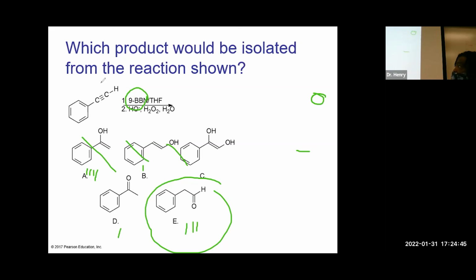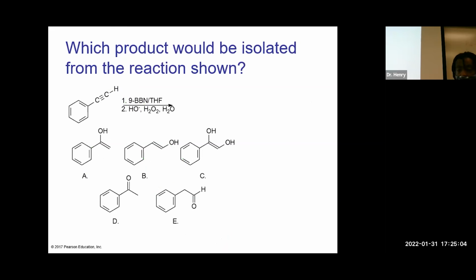If there was a carbon here, let's say we had a CH here, then that would give us a ketone, right? Because it's terminal, then we're going to get that aldehyde. Okay. Cool. Okay. Did you need to see? The answer was E as an elephant.